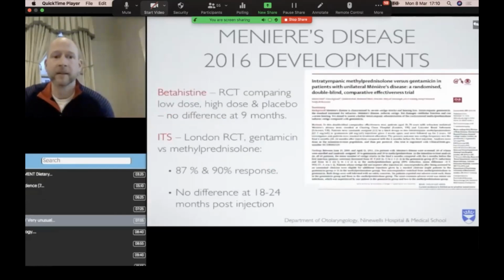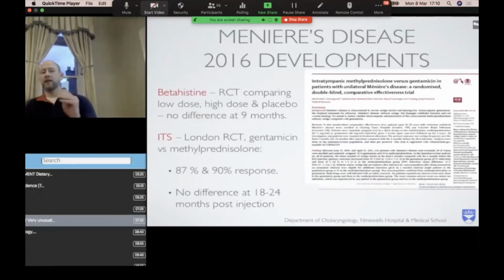So another good study to quote is the London RCT where they compared gentamicin and methylprednisolone given at 2 weeks. Both had a close to 90% response rate and no difference in secondary analysis at 24 months. So that tells you there's not massive benefit in using gentamicin over steroids, and the side effects are obviously much less for steroids. So that's become our frontline, sort of first-line treatment because of this study. Is that okay for everyone? Yeah.